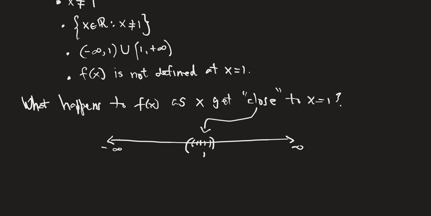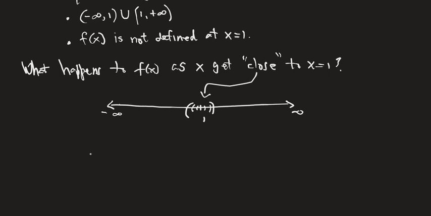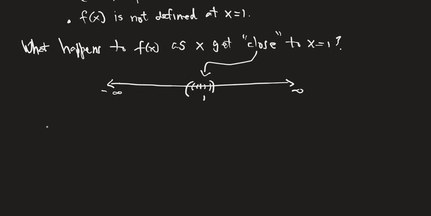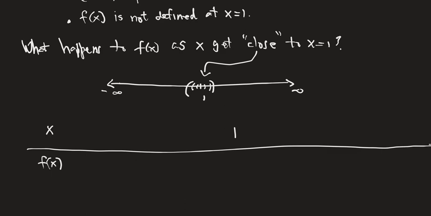Well, let me give an example of such a table. And let me scroll down here. Okay, so we're going to have x, and then we're going to have f of x. So here is the number 1, and I know I can't plug it in, right? So you can put a dash there, or a null symbol. I'm just going to put a dash there to say I can't plug 1 in, but I can get close.